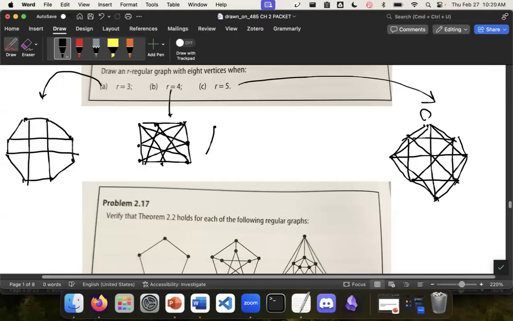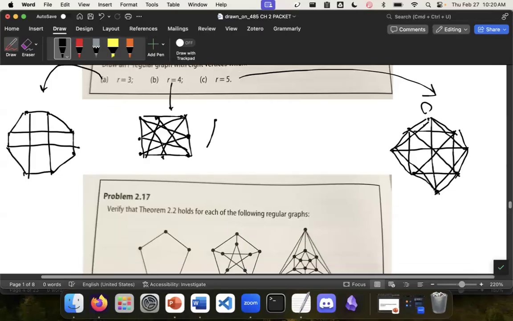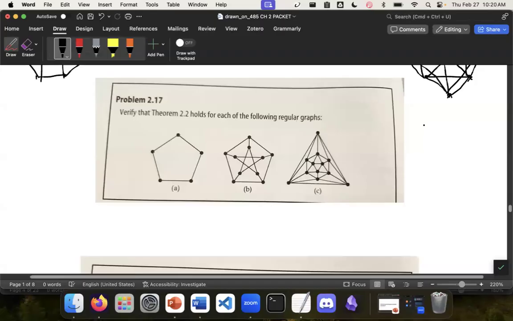Yeah, so we've got crossing. That's for B, right? One, hold on, let me see. Cool. And then 17. Have we verified?